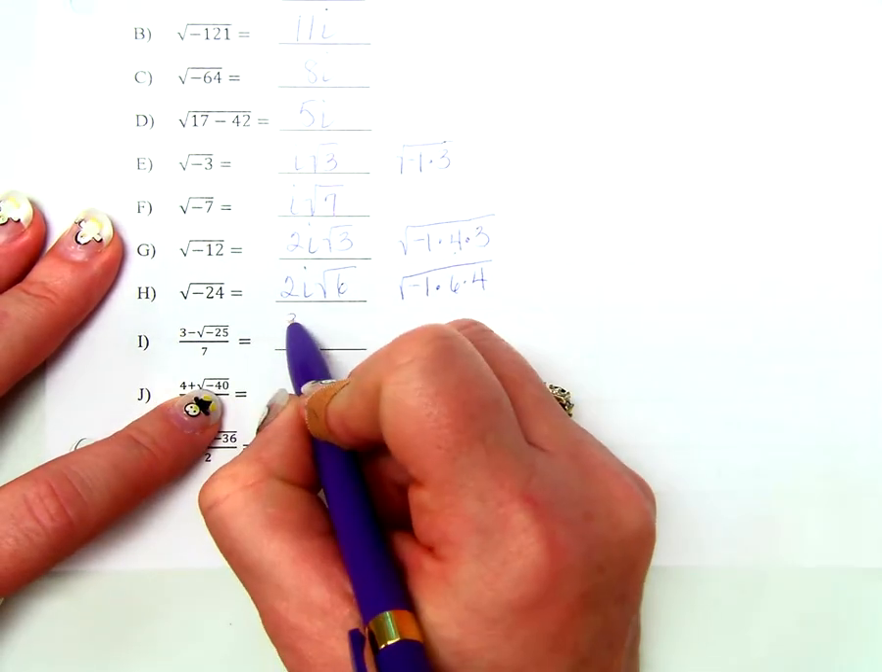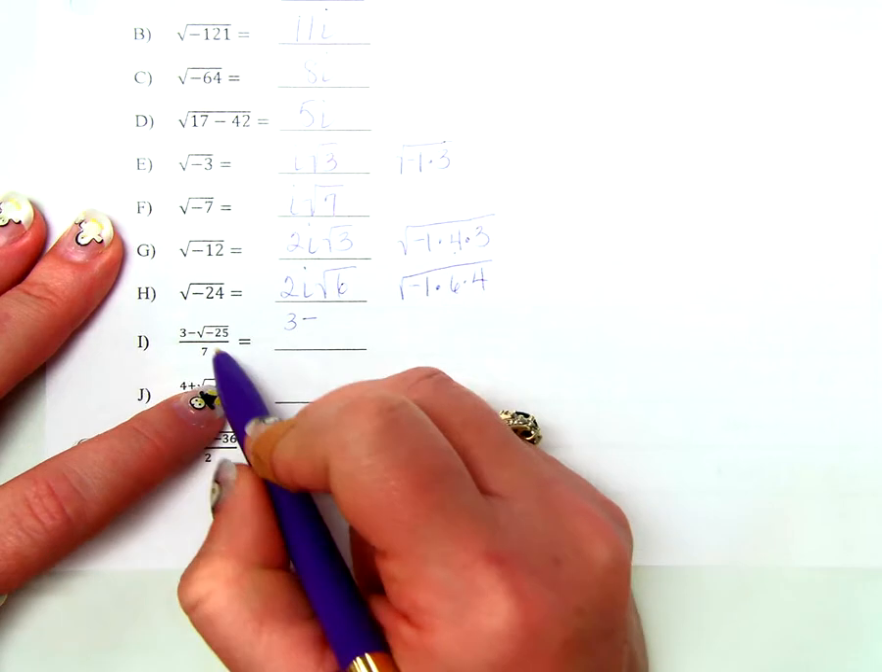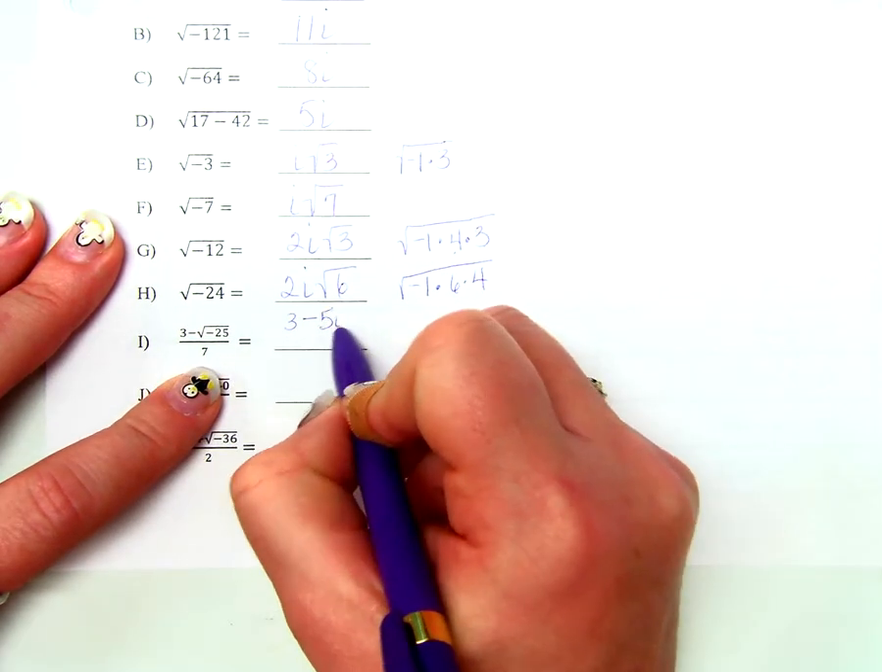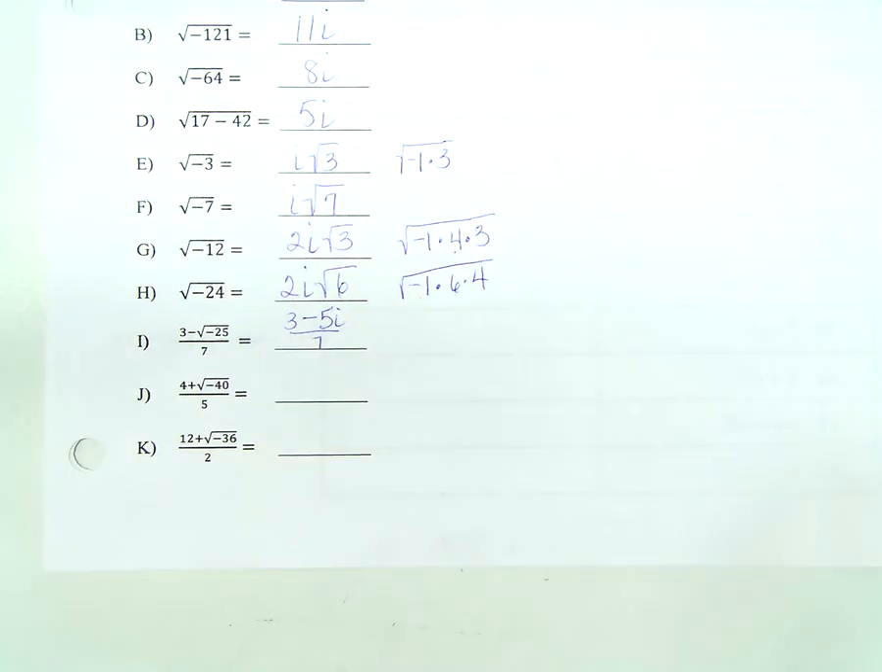Well, this kind of just stays there, right? Because I don't do anything with that. What's the square root of -25? 5i over 7. Can I do anything else with that? No.